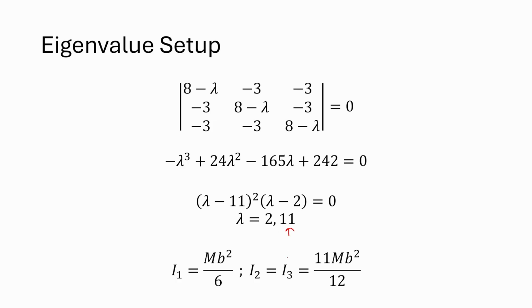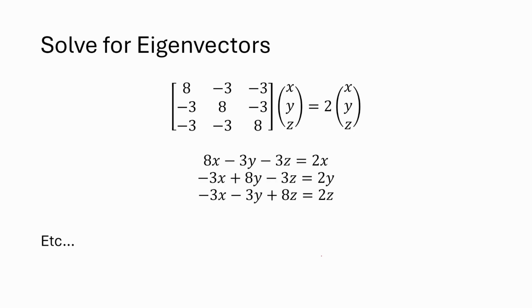Okay, and then going from there, we have to remember the mb squared over 12 coefficient that I factored out, and now we've got the three moments of inertia around the three principal axes of the system. But what are those principal axes? Well, you find them by solving this series of equations.